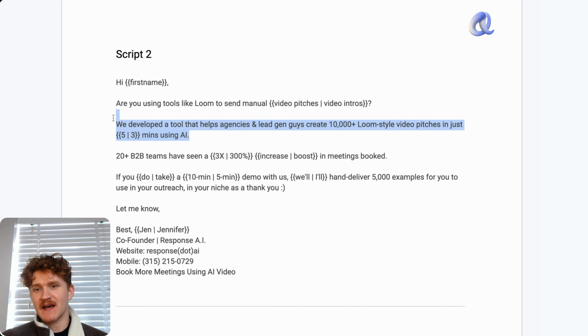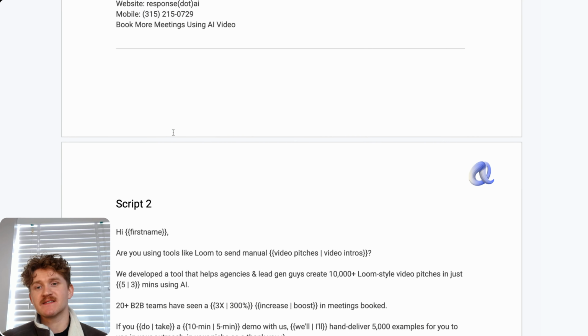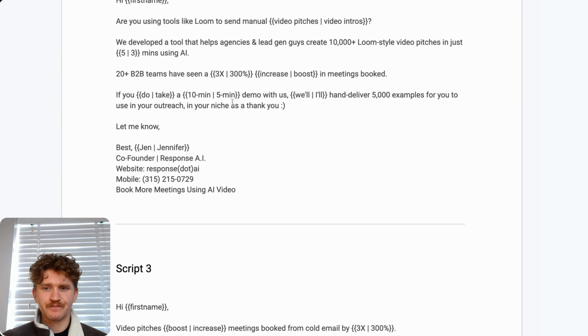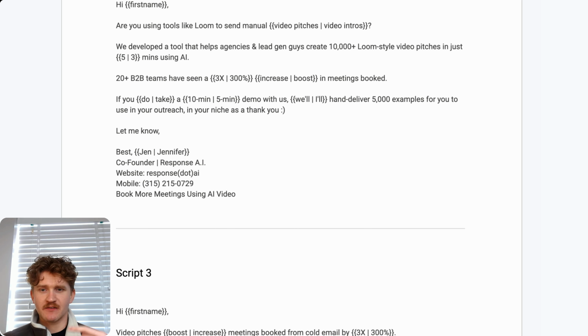Then I immediately flip that script and soothe that pain. We developed a tool that helps agencies create 10,000 Looms. Again, the same unique mechanism as here. 20 B2B teams have seen a 3x, 300% boost in meetings booked. If you take a 10-minute demo with us, we'll hand deliver 5,000 examples. Again, I'm not asking for 10 examples or 100 examples. I want people on the phone who are sending volume cold emails. If I offer you 100, you're probably not going to be in my target market.